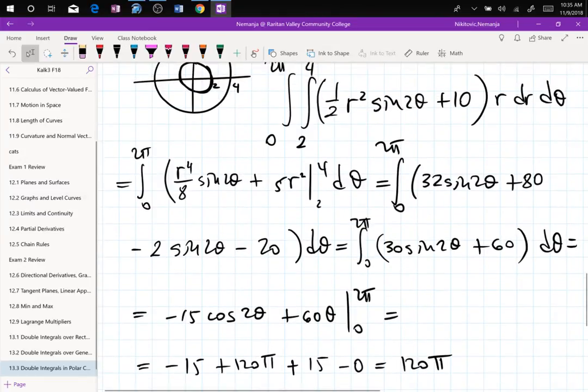So this is our integration. You do the inner integral dr first, and then you do the outer integral, which is d theta.